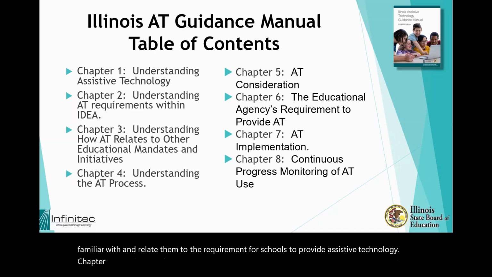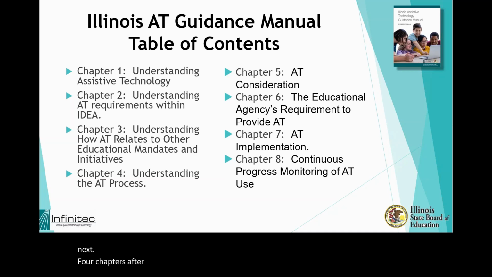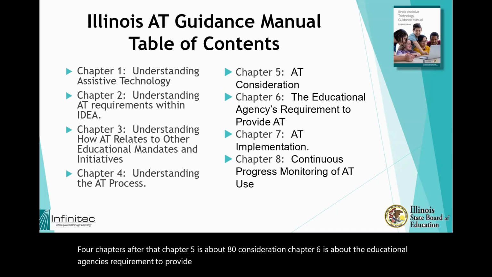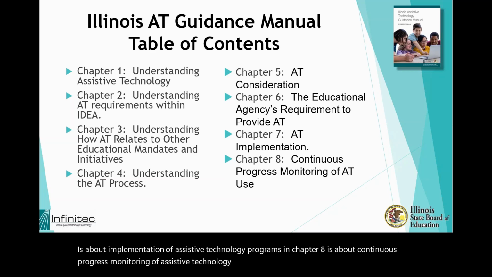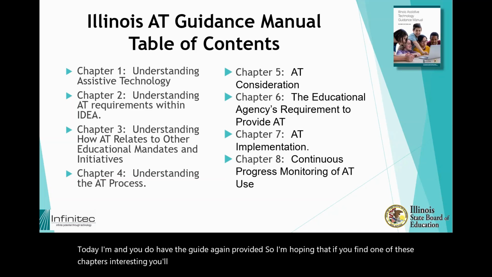Chapter 4 gets us to understanding the assistive technology process. It's an overview of the next 4 chapters after that. So Chapter 5 is about AT consideration. Chapter 6 is about the educational agency's requirement to provide AT. Chapter 7 is about implementation of assistive technology programs, and Chapter 8 is about continuous progress monitoring of assistive technology use. So we'll cover each of those chapters briefly today, and you do have the guide again provided. So I'm hoping that if you find one of these chapters interesting, you'll be able to delve into it further.